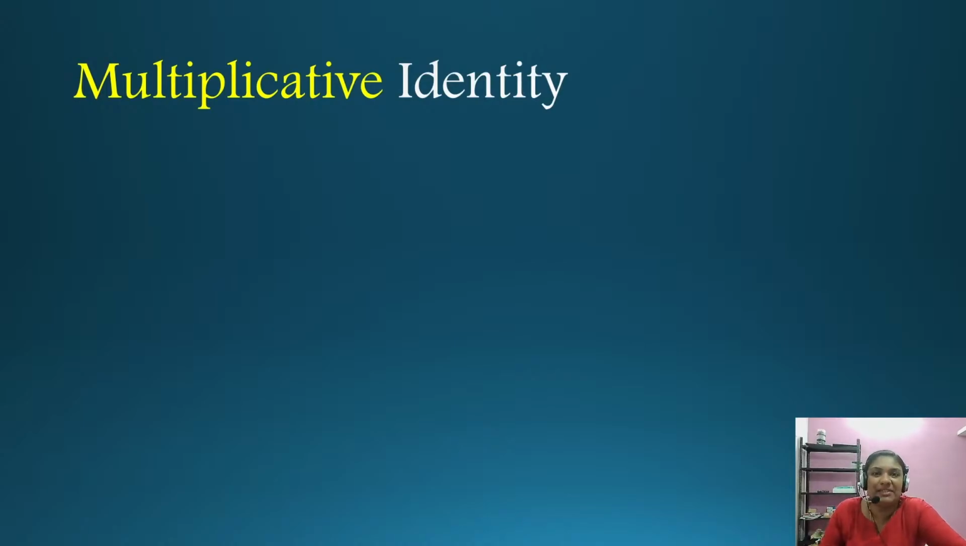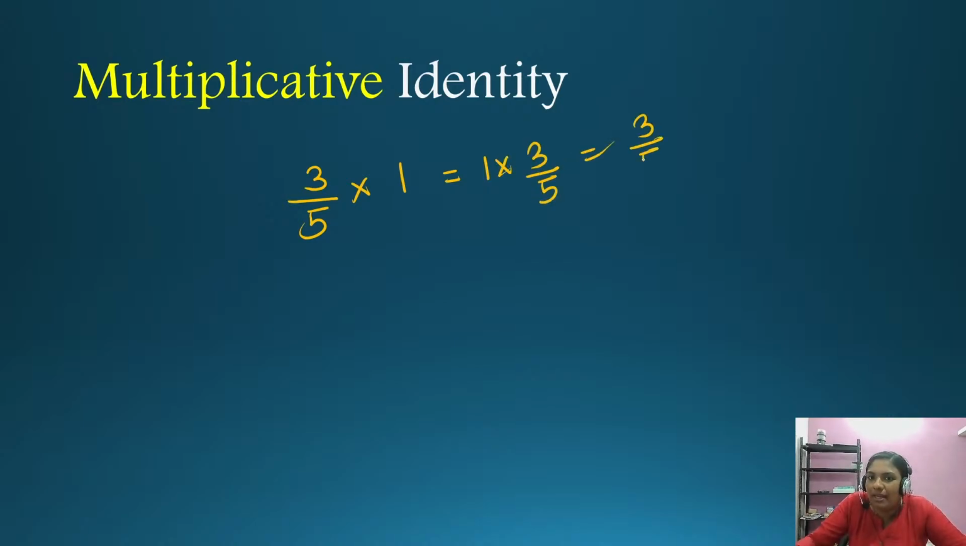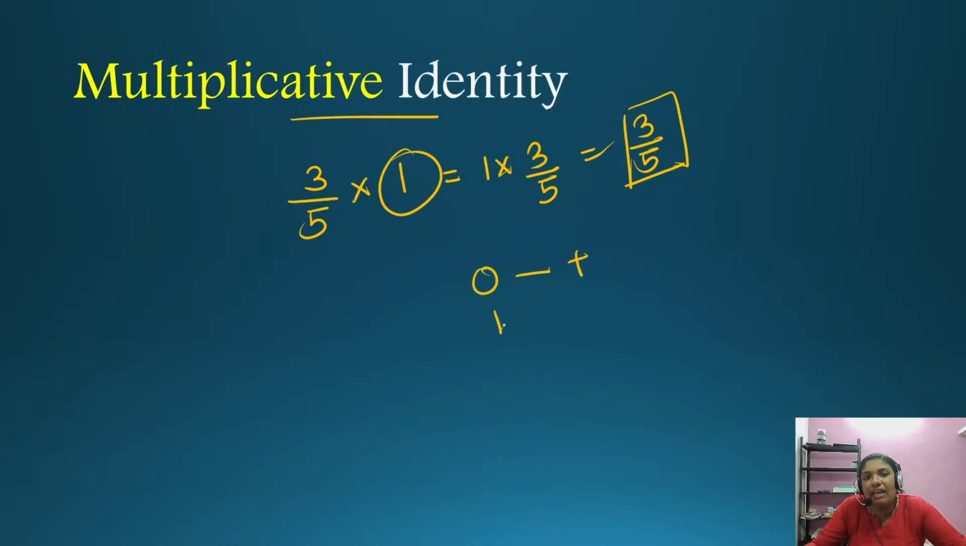Next comes multiplicative identity. Yes, we have discussed additive identity. That was in the context of addition. Now comes multiplication. Let's take another rational number, 3 by 5. When you multiply 3 by 5 with 1, or 1 with 3 by 5, what will you get? The same number, right? We have reproduced the same identity. So 1 is known as multiplicative identity. So 0 is additive identity and 1 is multiplicative identity.